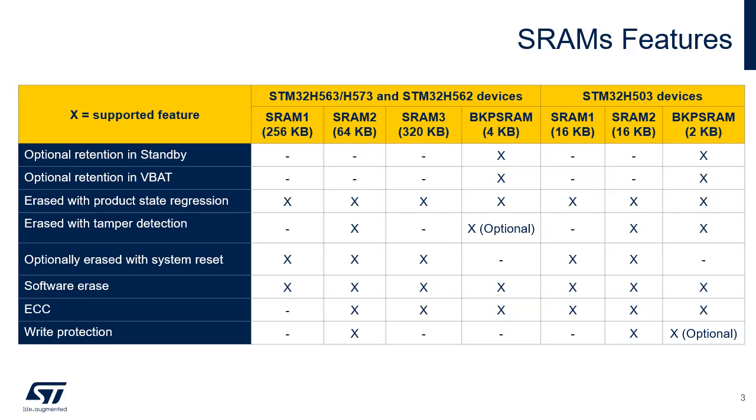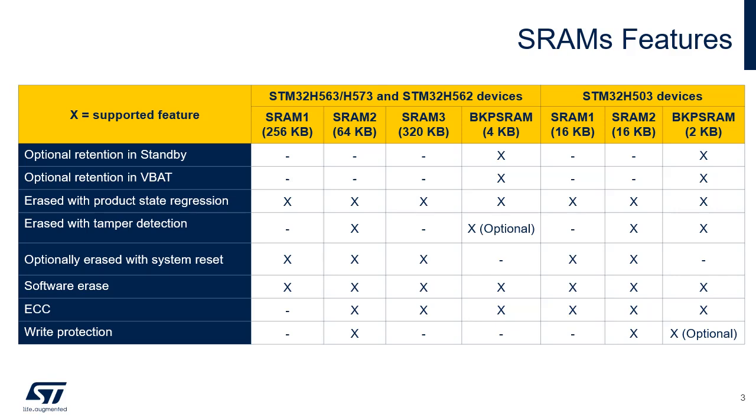Let us start with the features supported by all internal SRAMs. Automatic erasure when product state regression is performed, capability of software-initiated erasure. All SRAMs except the backup SRAM can be erased on a system reset. The contents of backup SRAM is retained in standby and VBAT modes. SRAM2 and optionally backup SRAM are protected by the tamper detection circuit and are erased by hardware in case of tamper detection. The ECC is supported by SRAM1, SRAM2, SRAM3 and backup SRAM depending on the exact reference of the microcontroller when enabled with the related option bits.